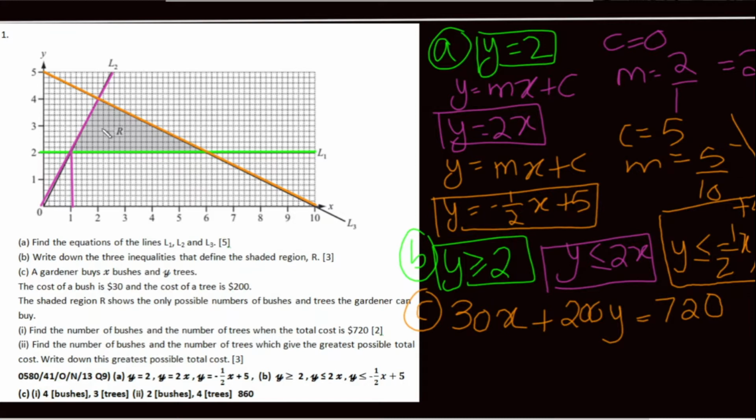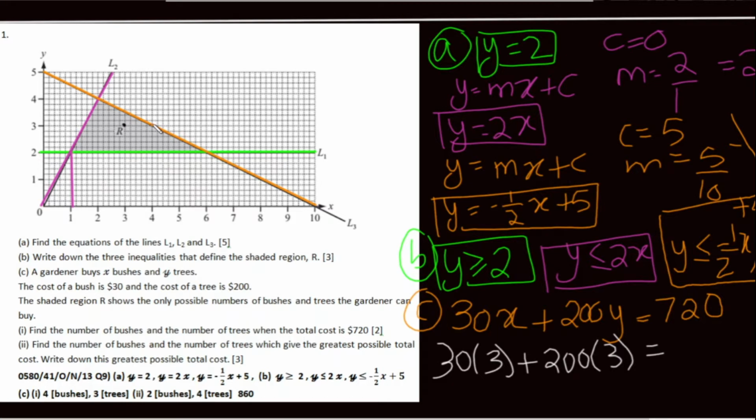Now from the shaded region, choose a value of x and a value of y that will give us the answer 720. For example, if I choose 3 bushes and 3 trees, let's see if I get the answer or not. 30 times 3 plus 200 times 3, no, I'm getting 690. So I'm close, but not very close. Let's try 4 and 3.